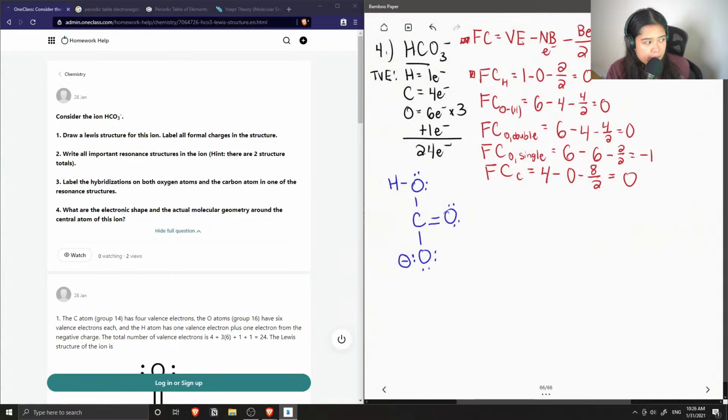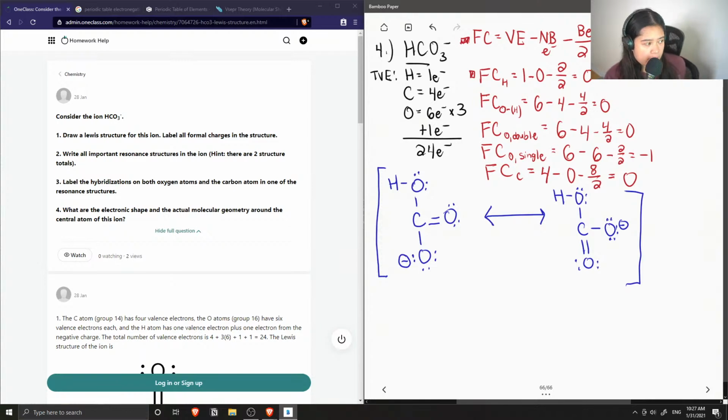So now we need to draw the resonance structures for this ion as well. And we have a hint that there are 2 structures in total. So pretty much the single bonded oxygen and the double bonded oxygen can be swapped. So we can have a single bonded oxygen at the top here with the negative charge. And the bottom oxygen can have the double bond. Okay, so these are the 2 resonance structures.